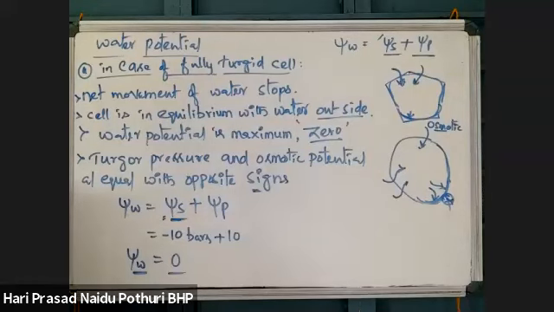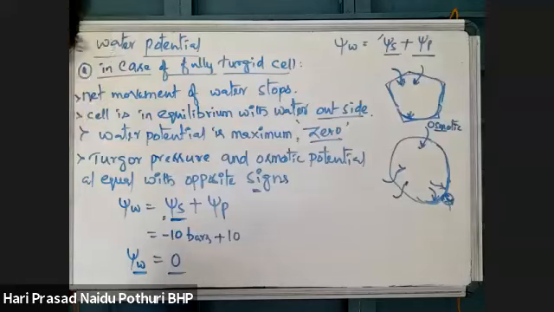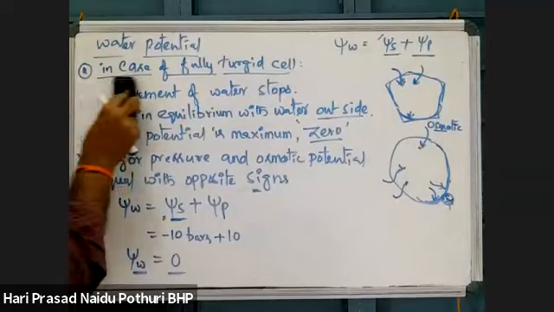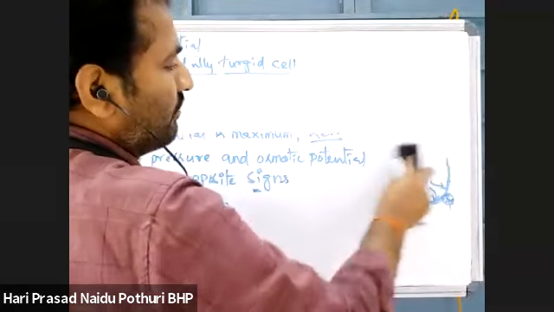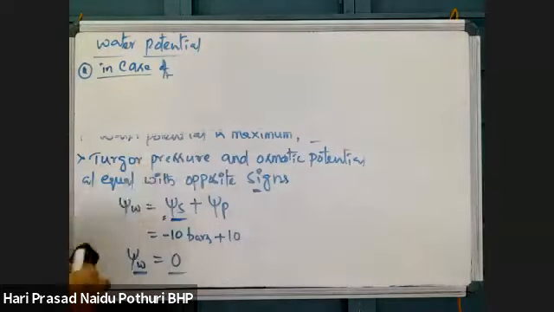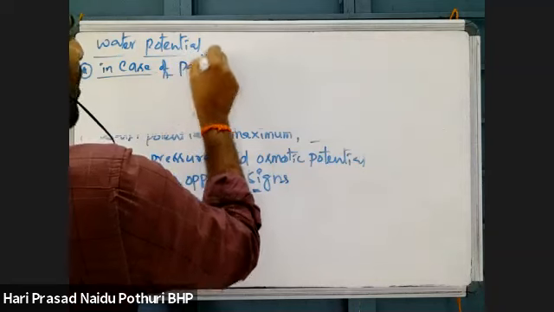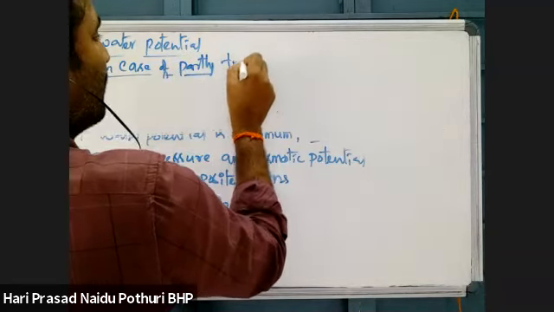Note down this. Completed, good, very good. Then we'll see another case of a cell. In case of a partly turgid cell, this is a fully turgid cell. In case of partly, not fully, partially or partly turgid.